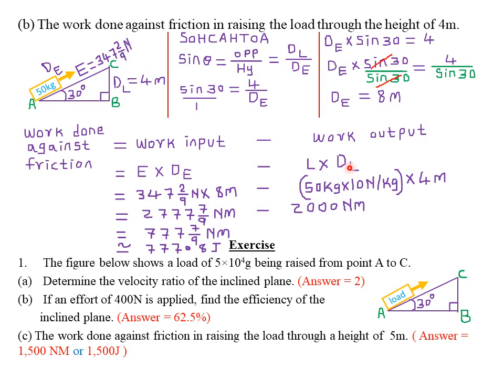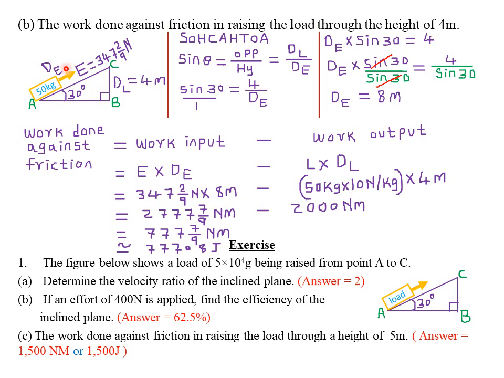So now what we do, we just need to have all these values. We were given effort. We have just found effort from our part A, which was 347 2/9. Then DE, that is the effort distance, we don't have it. So we simply use the information that we have to find the unknown.